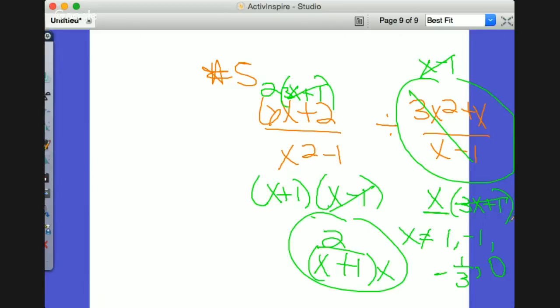Why would it be 0? Great question. Look at the bottom. If I set each of these 4 equal to 0, and these are the ones right here, this x, if I set that equal to 0, x would be equal to 0. So we would leave that as is: 1, negative 1, negative 1/3, and 0. Great questions.